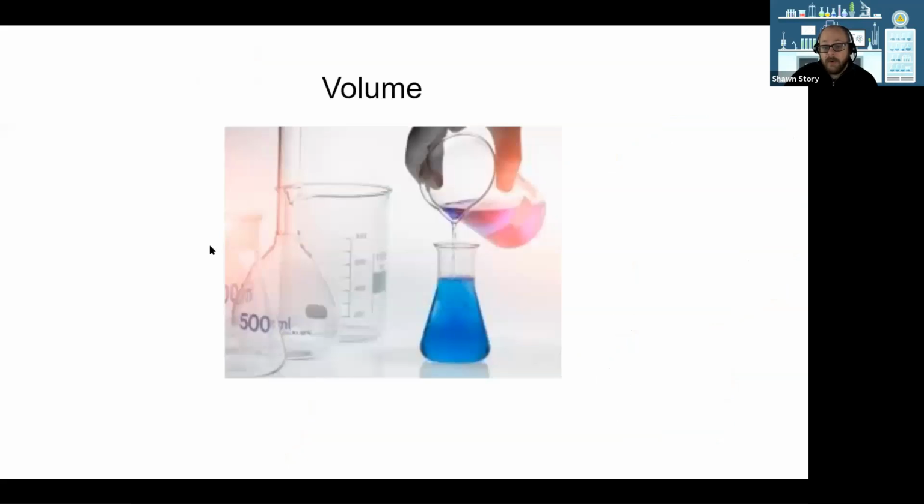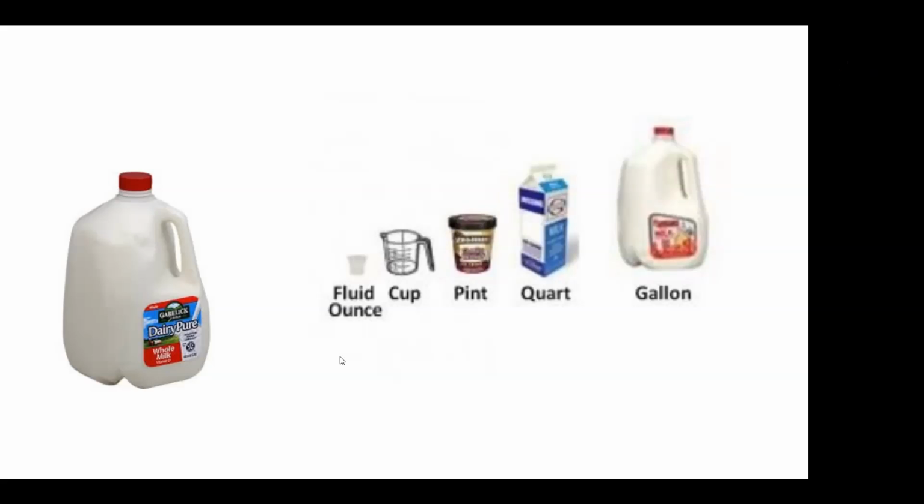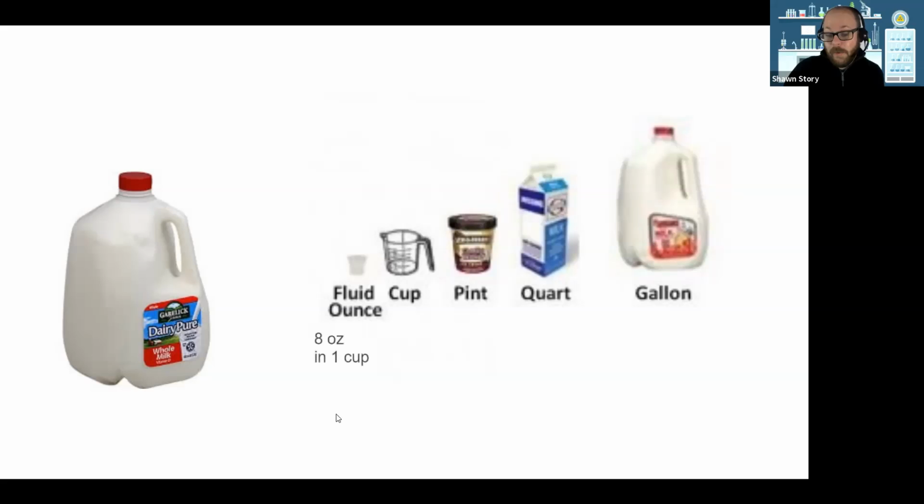Now, if we look at the standard system here, we use all these different units of measurement. We have fluid ounces, cups, pints, quarts, and gallons. How much is each? Let's start with fluid ounces. How many fluid ounces are in 1 cup? Do we know? 8. Boom, 8 fluid ounces in 1 cup. Good work. Now, how many cups are in a pint?